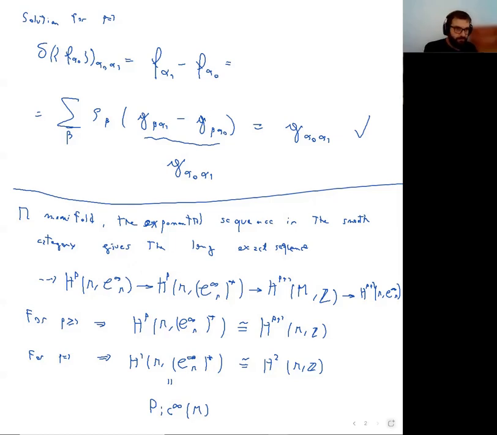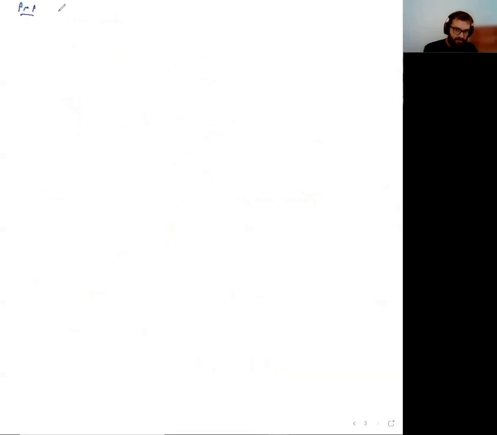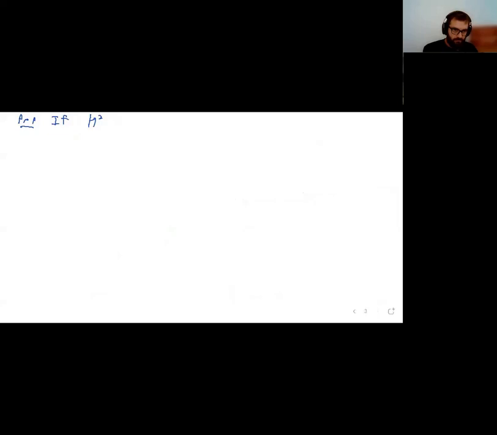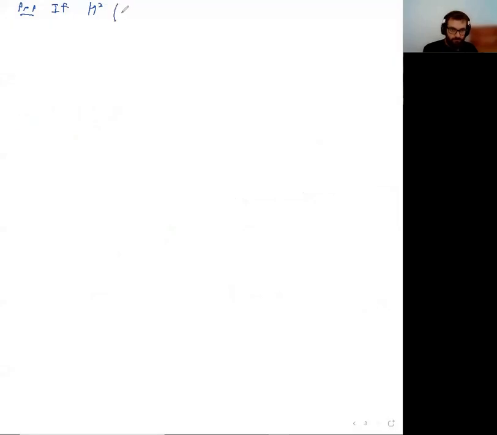So in particular, from this fact, we get that if this second cohomology group with integer coefficient is trivial, then every complex bundle of rank 1 on M is trivial.